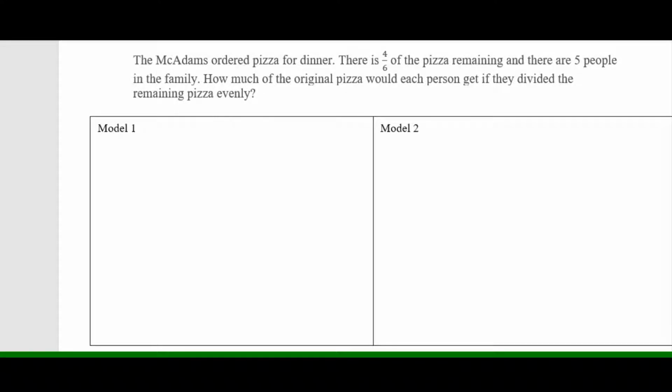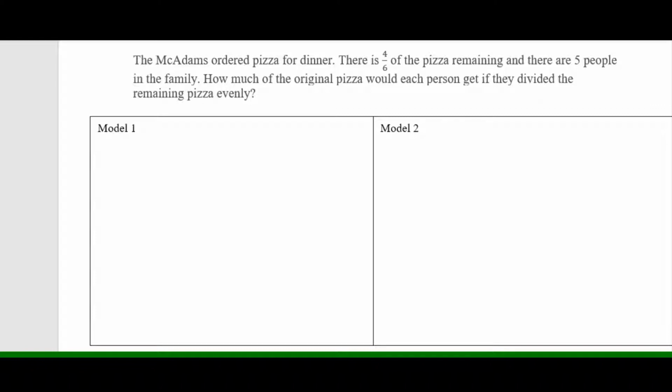This is an example from page 4, the pizza question. I changed the numbers. So the McAdams order pizza for dinner. There is 4/6 of a pizza remaining, and there are 5 people in the family. How much of the original pizza will each person get if they divide the remaining pizza evenly?